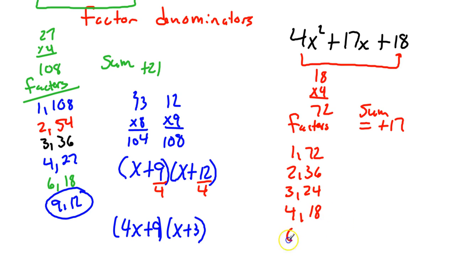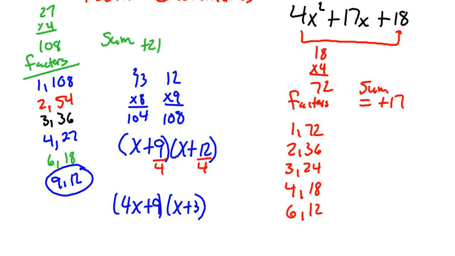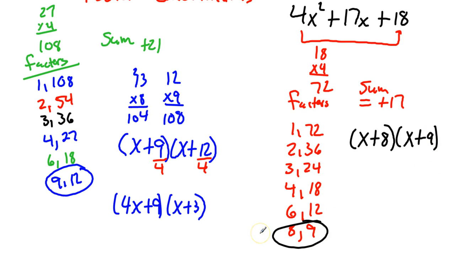5 doesn't go. 6 times 12 doesn't go. 7, if we do 8, that's 8 times 9. So 8 plus 9 is 17. So that's the pair that works for that one. Okay, but same thing. This one we have to divide it by 4 because we multiplied by 4 in the beginning. 8 divided by 4 makes that 2. And pulling the 4 up in front of that one's a 4x plus 9.